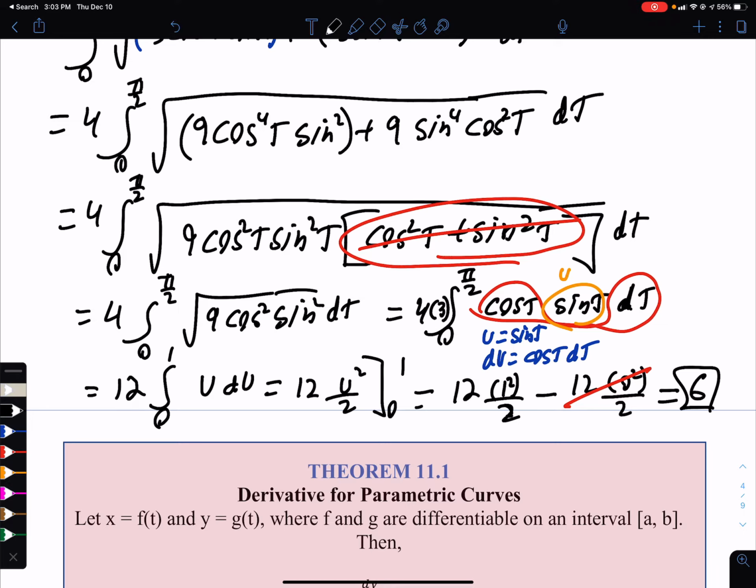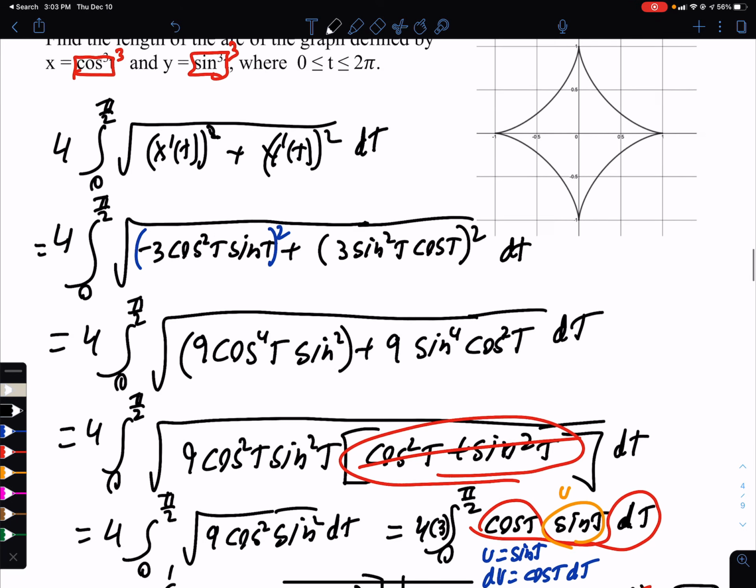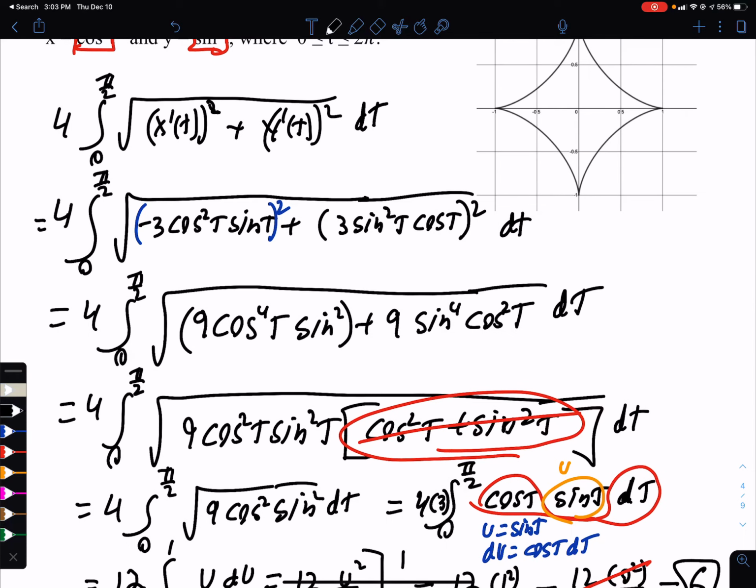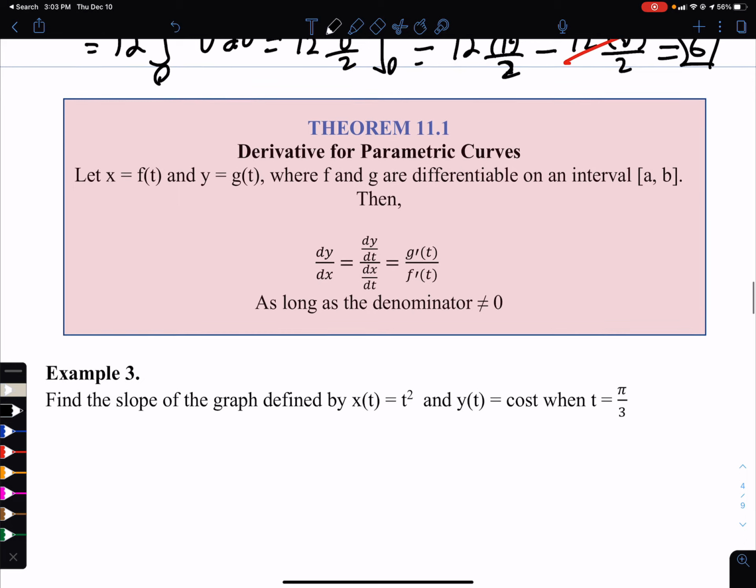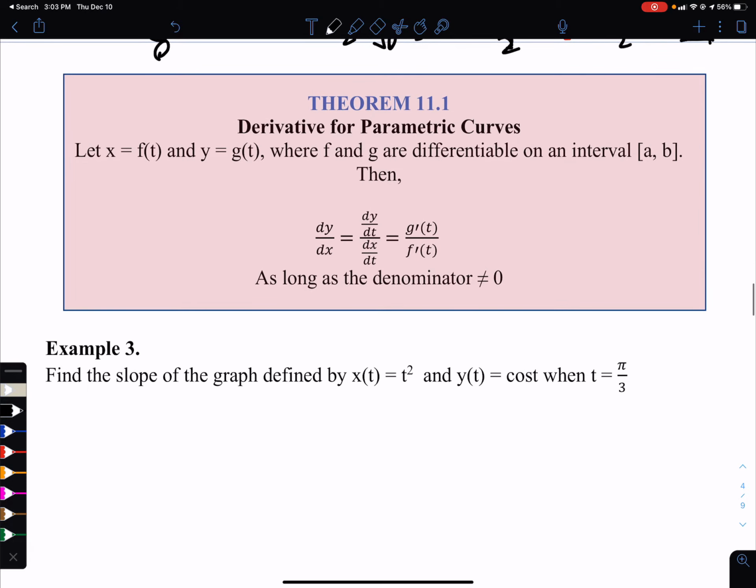That was crazy, but I think the algebra and the trig was hard on that, but the actual math part of it, the calculus, that wasn't so bad. All right.